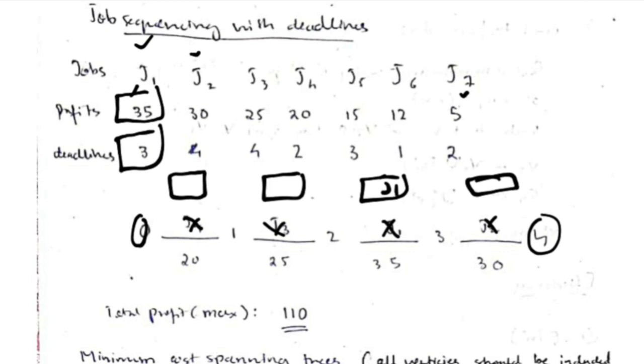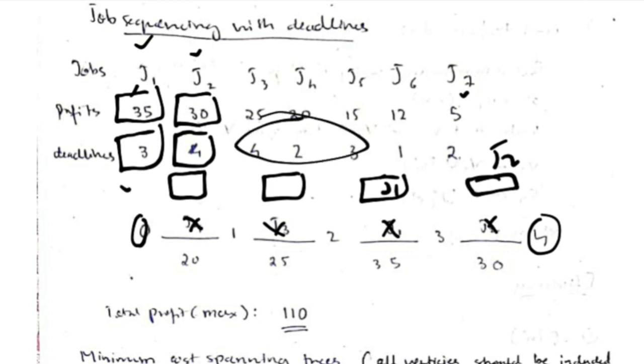Okay, then J2. J2 is the next profit, which is 30, and we can finish it within 4 hours. So I can place it in the last slot, J2. So you have to see how late you can place it. I can place it here also, but the rule is to place it at the last, to give the remaining jobs the opportunity if they have lower deadlines.